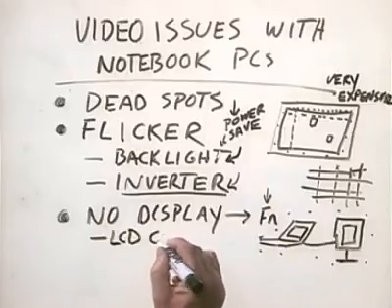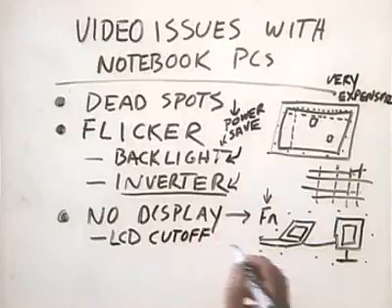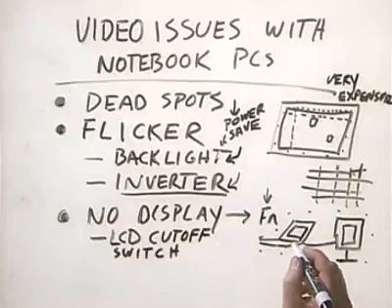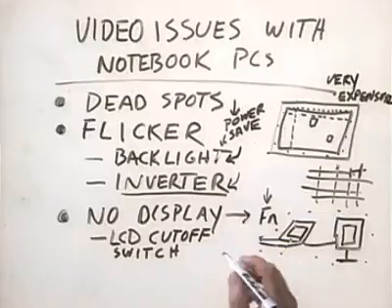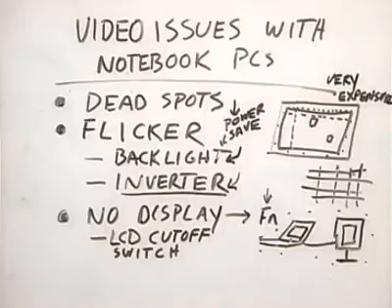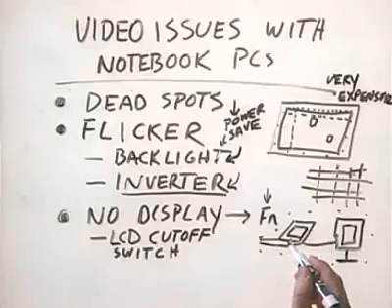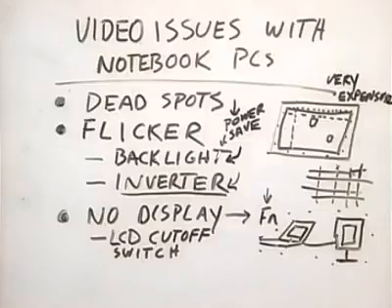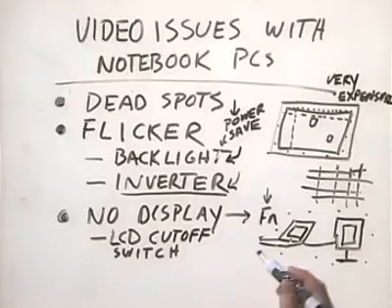One is the LCD cutoff switch. On most laptop systems, there's an actual switch located between the hinges right about here that is depressed when the monitor lid is closed, and it's released when the lid of the notebook system is opened up. Usually with most notebook systems, when you close that lid, when this switch is depressed, it tells the system to stop sending the display to the LCD monitor. When it's opened up, the switch is released, and that causes the display to be enabled on the monitor.